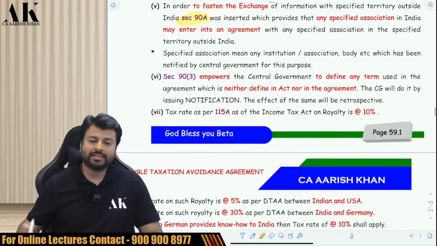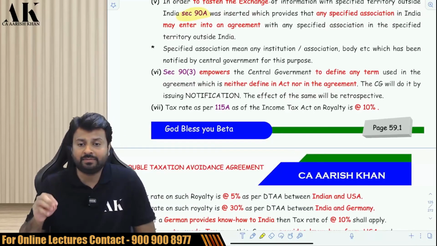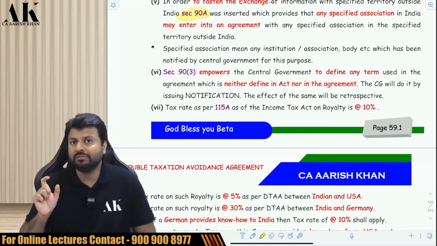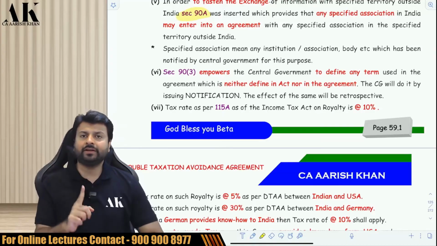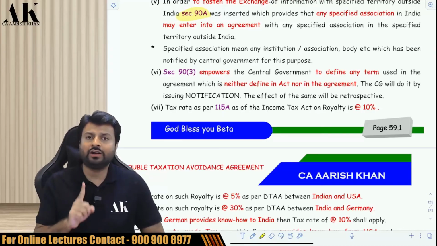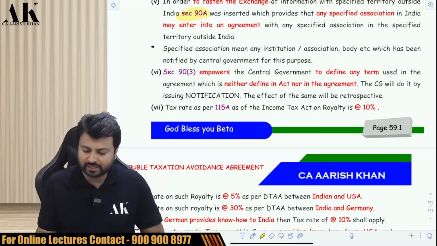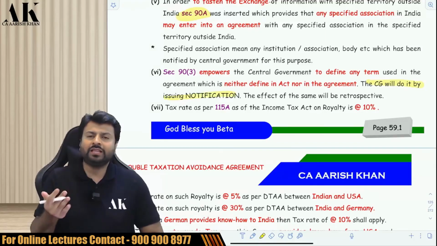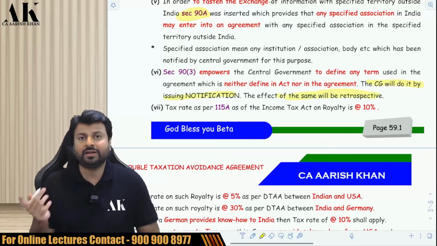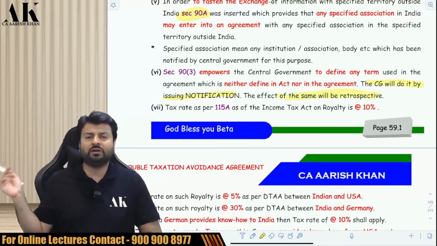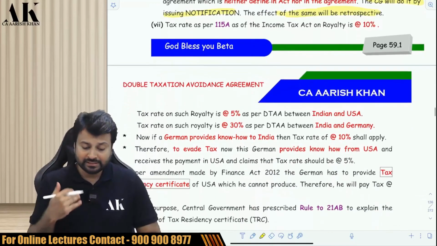Okay. Now, next point, section 90 subsection 3. What does it say? Suppose if there is a particular term which is not defined in DTAA, then how will we define that? If a particular term is not defined, then you have to go to Income Tax Act. And in Income Tax also, if it is not defined, then what to do? If a particular term is neither defined in Income Tax Act nor in the treaty, then what should we do? Then the government of India will bring a notification for the same. The central government will do it by issuing a notification. And what will be the effect of that particular definition? Will it be prospective or retrospective? The government said that the effect of the same shall be retrospective and not prospective. It will be from the date on which the agreement was entered and not from the date on which the definition was introduced.